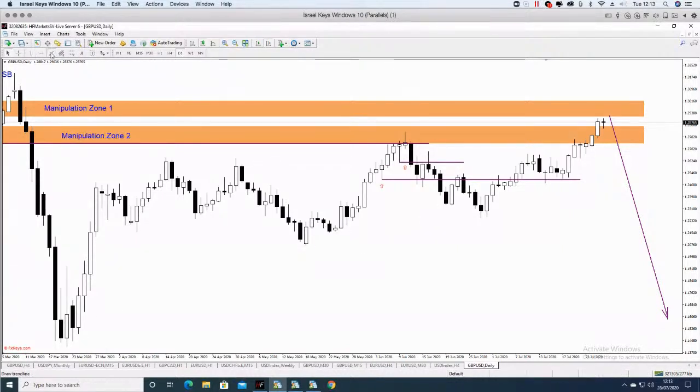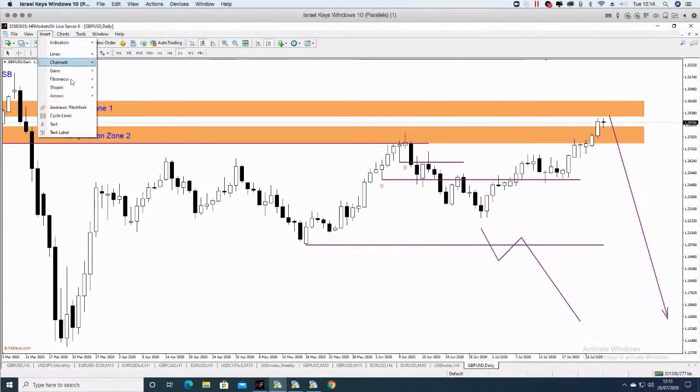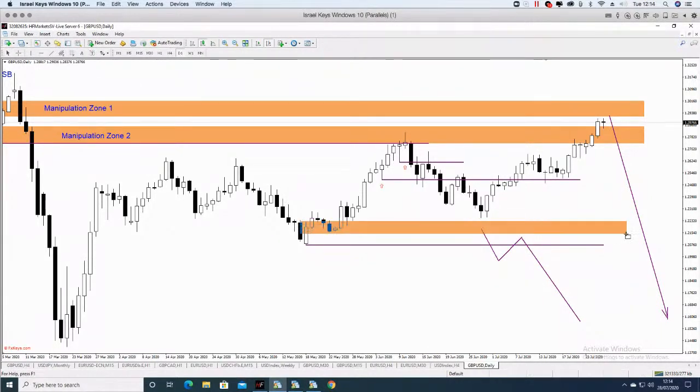Great. If it passes here, if it breaks structure with the controlling low that drove the reversal into manipulation zone 2, if price closes beneath here, then look for this pattern. Look for this pattern using that zone, and get short. That's the simpler of the two possible scenarios for this principle.